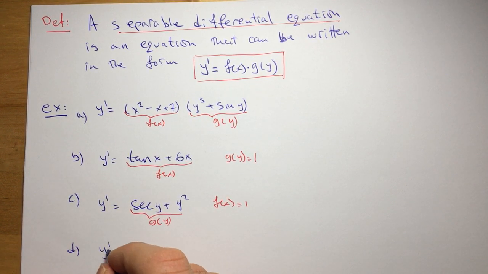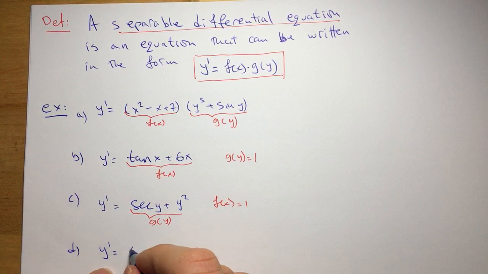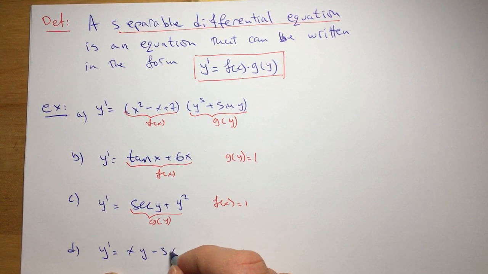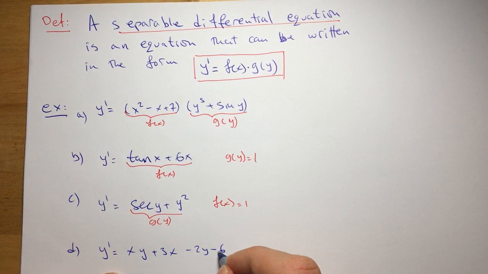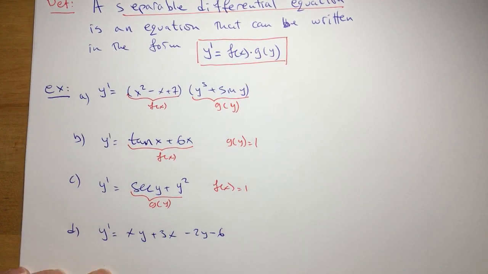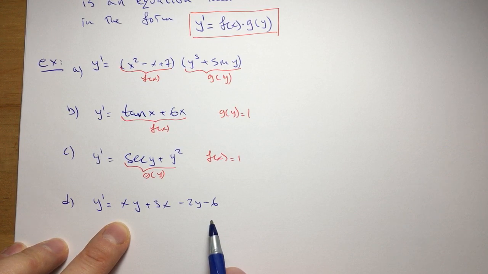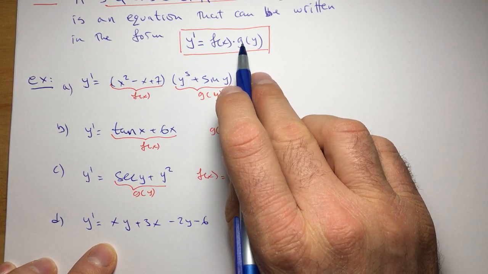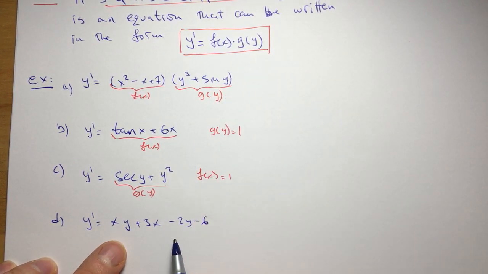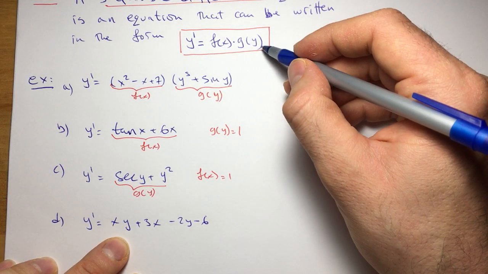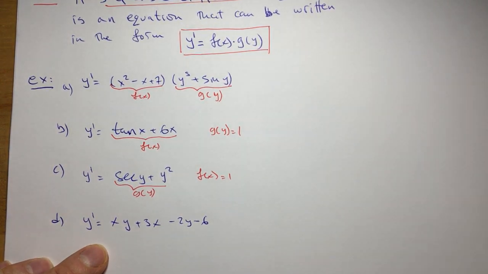Or, usually separable differential equations are given like this: y prime equals xy minus 3x plus 3y minus 6. What do I want to say by this example is that separable differential equations don't have to be given in this form right away, okay? Sometimes they're asked in a question in a form like this, and it's up to you to bring them into a form like this, as a product of two functions, one of them defined in terms of x and one of them defined in terms of y.